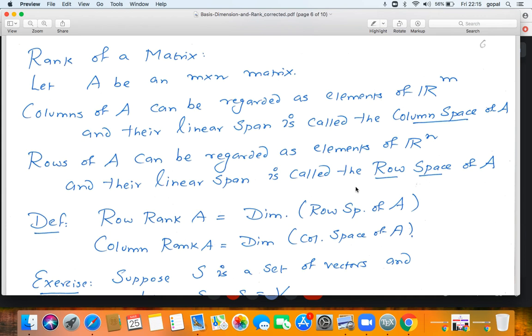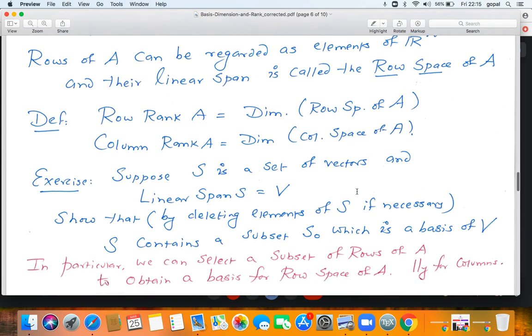And so once you have these two vector subspaces of Rm and Rn respectively, you will ask, what are the dimensions? The dimension of the column space of A is called the column rank of A, and the dimension of the row space of A is called the row rank of A.